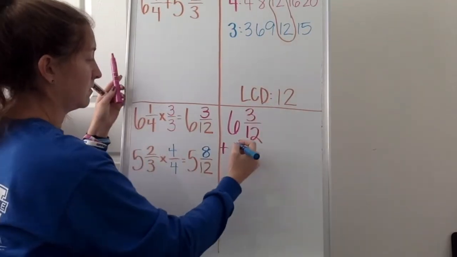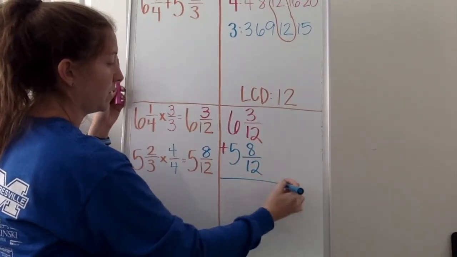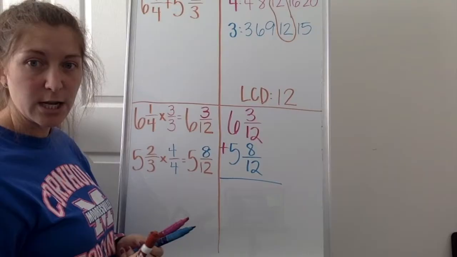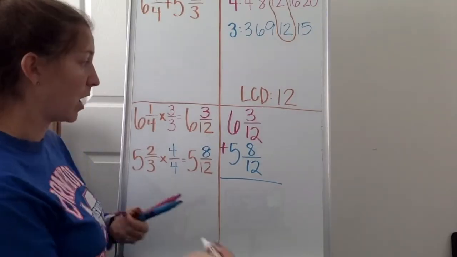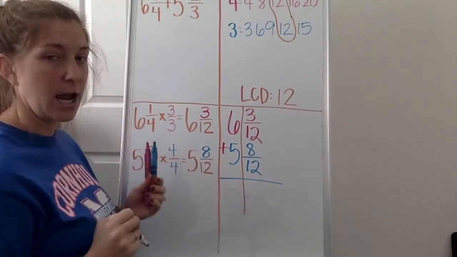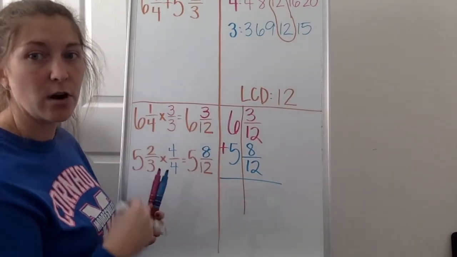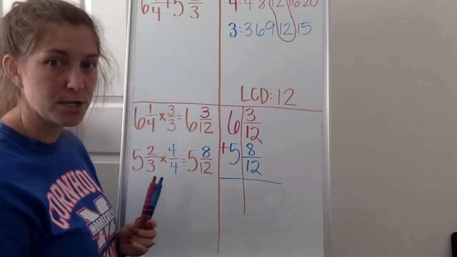plus 5 8/12. And when I go to set up my problems in the fourth box to solve, I like to break them up so that way I know what I'm adding. You're always going to add fractions together, and then you're always going to add whole numbers together.